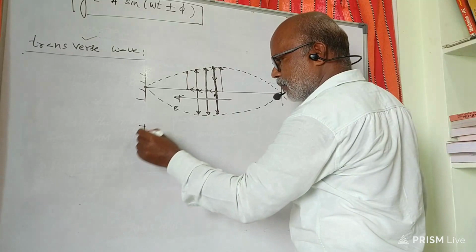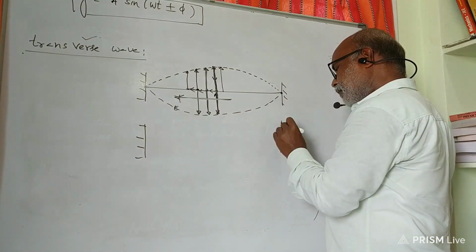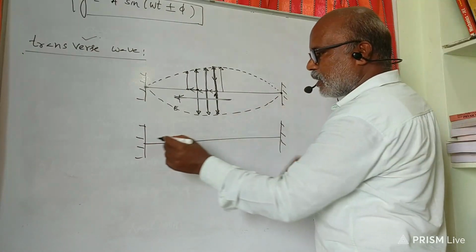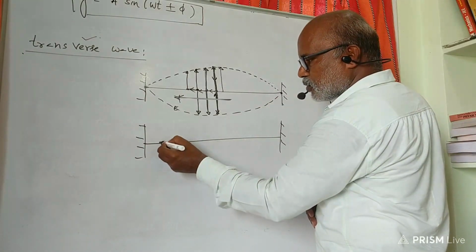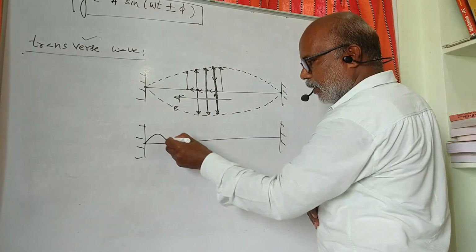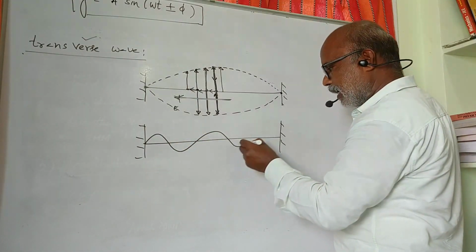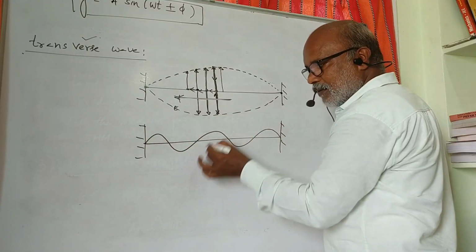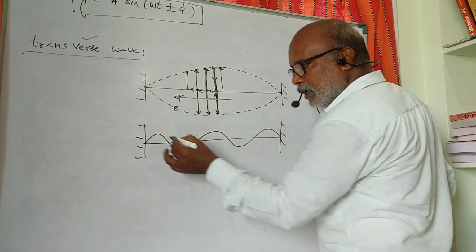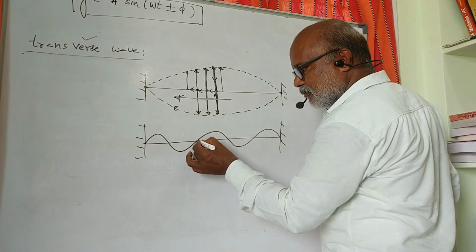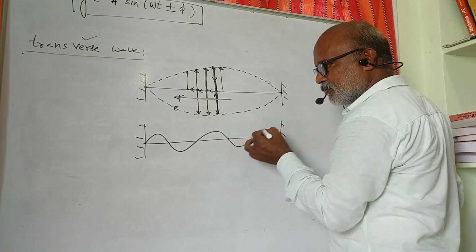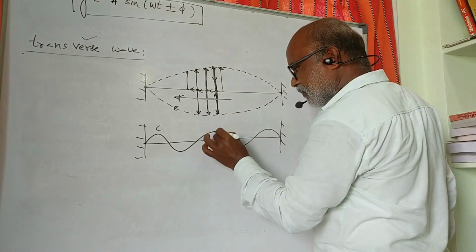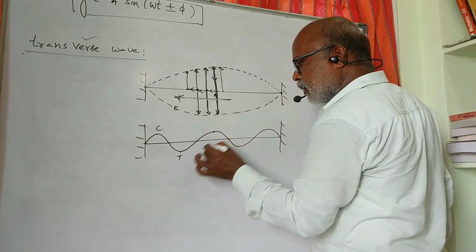Now, we can make the same wire vibrate with more number of loops. When you stretch the wire here, you will get a wave like this. This wave will travel forward and reaches this point. When the wave travels like this, this is the crest and this is the trough. A crest is formed here and another crest is formed here, because this is the trough.